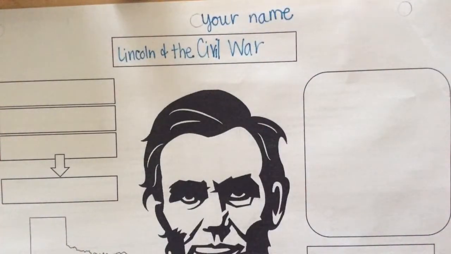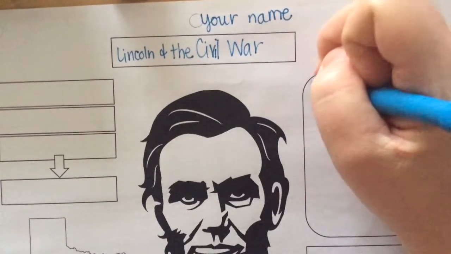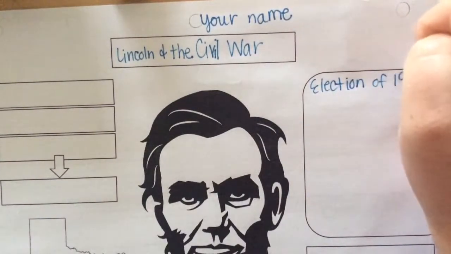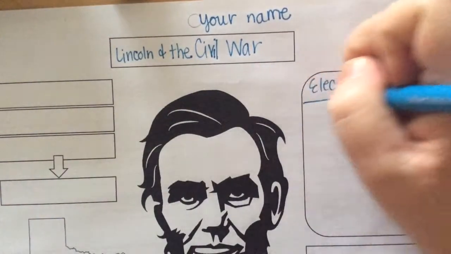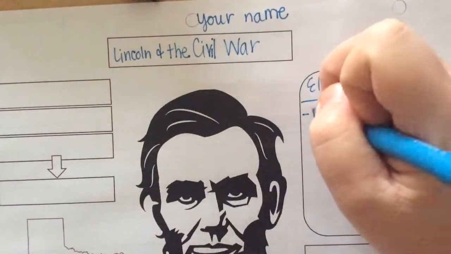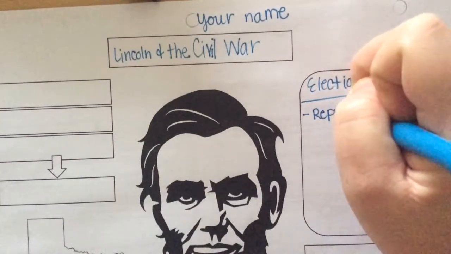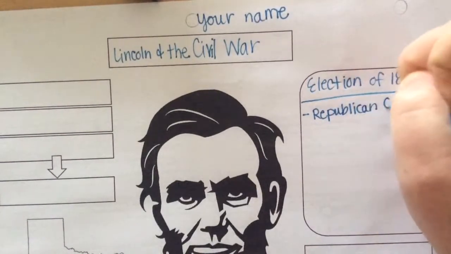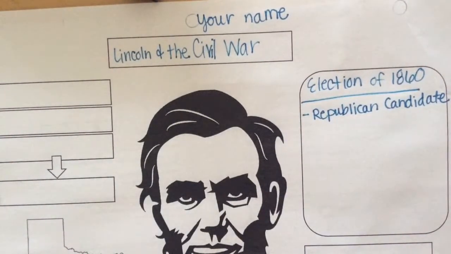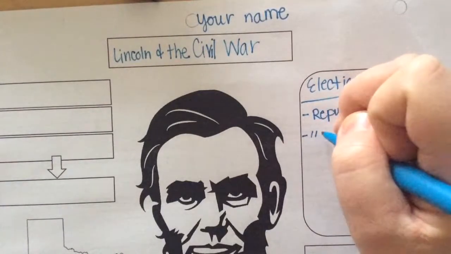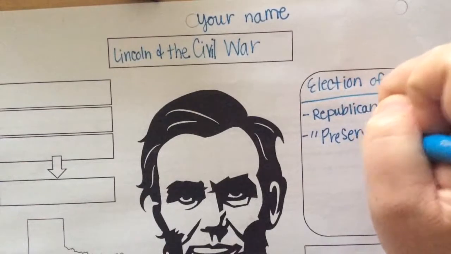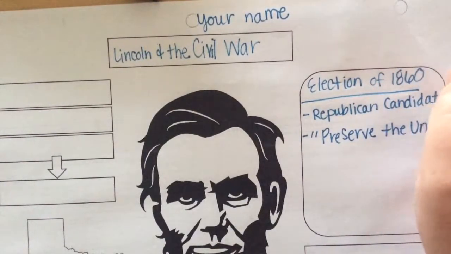Okay, so the first thing that we want to look at is the election of 1860. This was a presidential election, and we have a Republican candidate. Lincoln is the Republican candidate. Okay, and then he runs on the slogan. Most people that are running for office have a slogan. His is Preserve the Union.